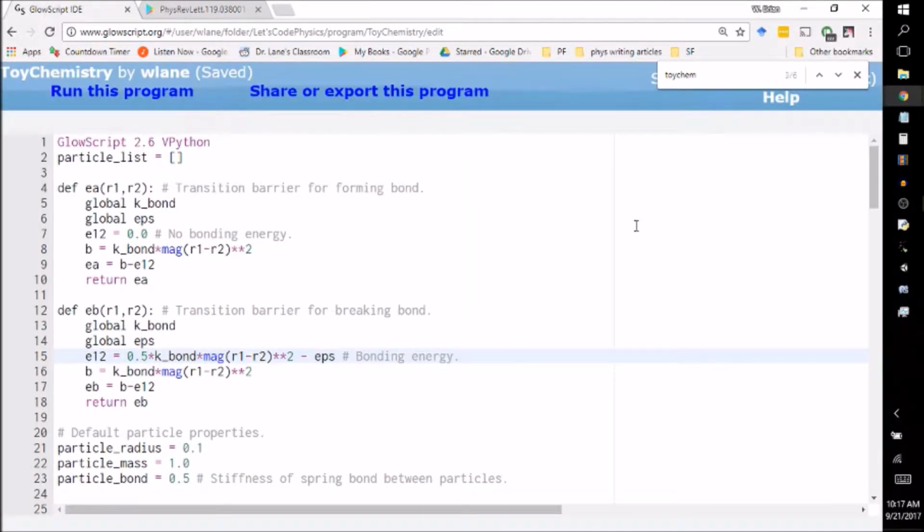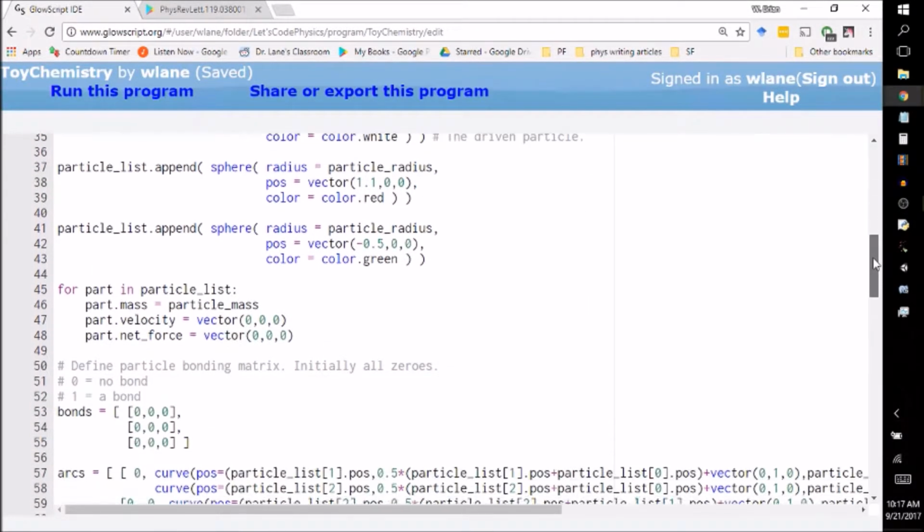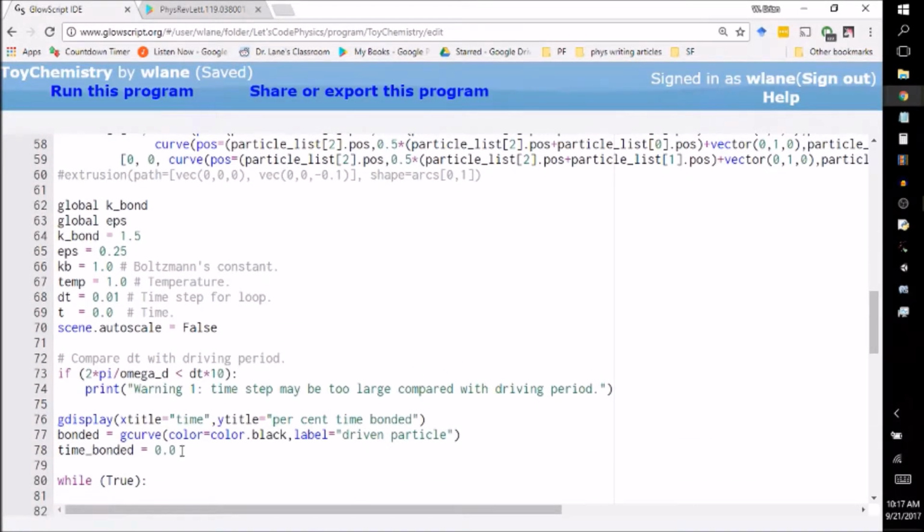But I wanted to check to make sure that that was working out, right? So it's nice to be able to say that I've put it into the code correctly, but what I'd really like to do would be able to see that I've got bonding favored over unbonding. And so the way I've set that up, I've set up a little check for that. If I scroll down here, I've set up a new variable called bonded. Or excuse me, time bonded. The bonded is going to be the graph, so we'll worry about that in a second.